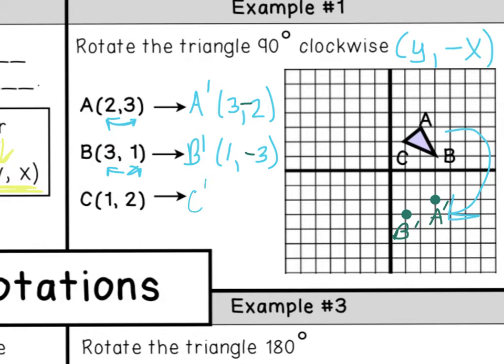Okay, moving on to C prime, same pattern. We're going to reverse the ordered pairs and make what was the former x value negative. Okay, so now we're going to go 2, -1. So 2, -1 puts us right there. So there's our C prime. Now we're going to connect all of those. And you can see that the figure did in fact rotate 90 degrees. So that is our rotation.